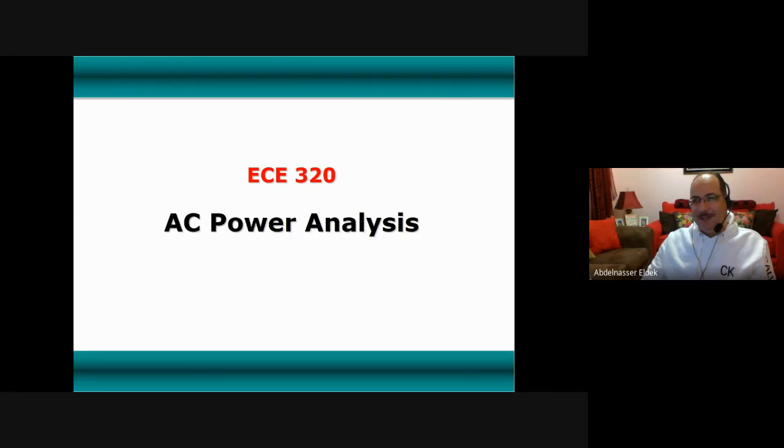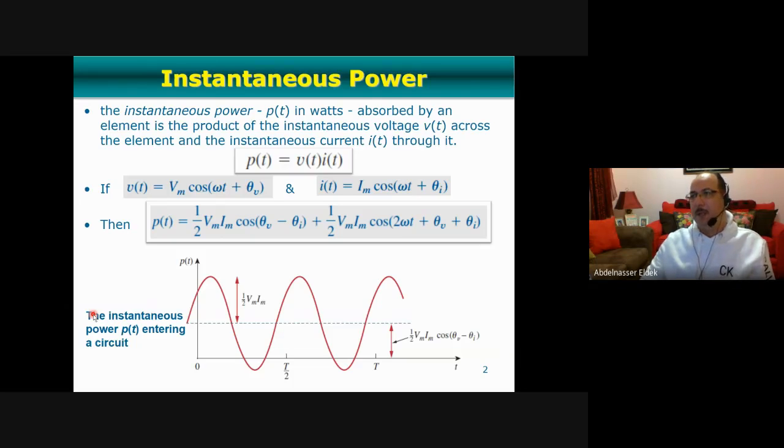Hello. The next chapter in this class is called AC power analysis. So it is talking about mainly how you calculate the power in AC circuits. So we have some definitions here. We have something called instantaneous power, and we have something called average power.